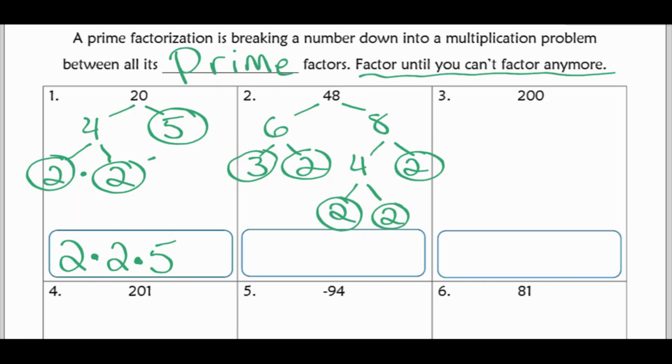2s, 3s, 5s are generally where you're going to end up. Sometimes you'll end up with 7, 11, 13, 17. Smaller primes. Generally, these are not going to break down into bigger numbers. That's not always true, but generally you're going to get down to smaller primes.